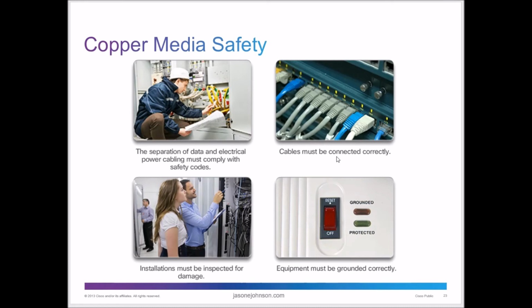You need to make sure that your cables are connected correctly. Here, this is something that would rock the world of those OCD folks out there, because they've used different color cables. Typically you want to use the same type of cables, and also ones with protectors on there. You've probably seen pictures on the internet of good cabling jobs and bad cabling jobs, but you want to make sure that they're connected correctly. You also want to make sure that installations are inspected for damage over time.